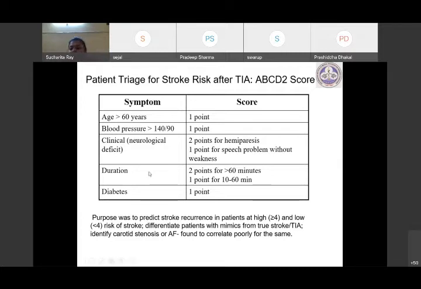Now duration is 1 hour. So 1 point he gets, okay? And then you have diabetes, so he has 1 point. So even without the neurological deficit, he's scoring age, BP, duration and diabetes, 4. So once you have a high score greater than or equal to 4, which means very high recurrence of stroke in this particular patient, even when the patient has no deficit to you when the patient is in emergency.